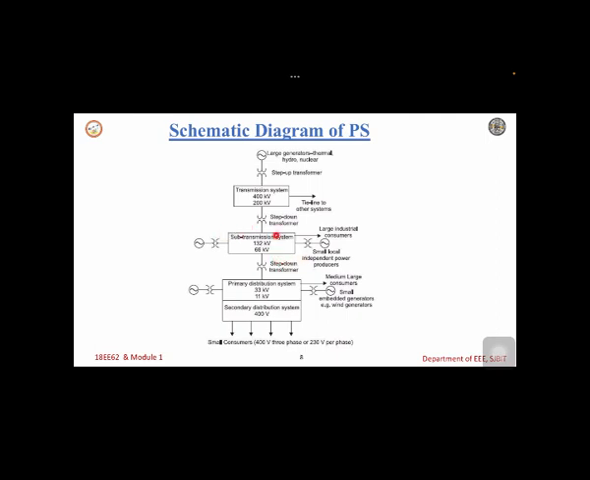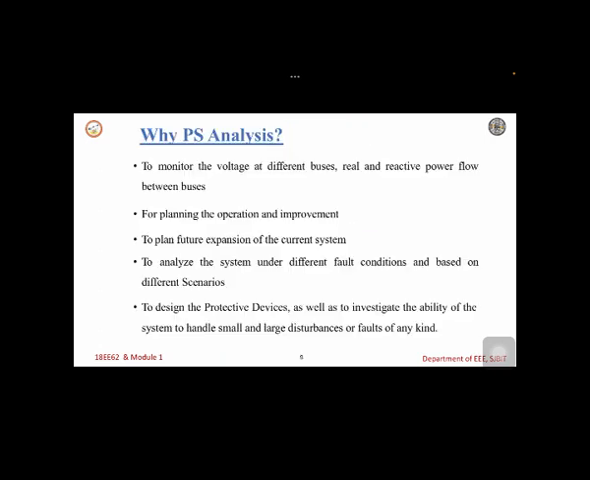And again, we are stepping down further from 132 or 66 kV to 33 kV or 11 kV. Here also we have independent power producers like small wind, generating the power and supplying at 33 kV or 11 kV. They are called the primary distribution system. From the primary distribution system, again we are stepping down to 400 volts, three phase, and we are supplying it to the small domestic consumers.